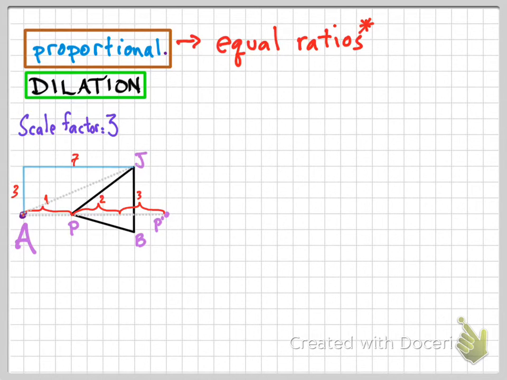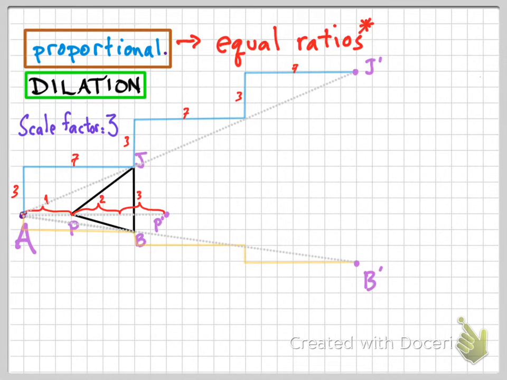Now I don't really know how long it is from A to J exactly, but I do know that to go from A to J, I go up 3 and over 7. So I'm just going to do that 2 more times and continue that line from A through J to locate my new point J prime. So that's the second point on my triangle. And I'm going to do that one more time from A to B. Okay, I just kind of repeat that same slope from A to the point on the triangle.